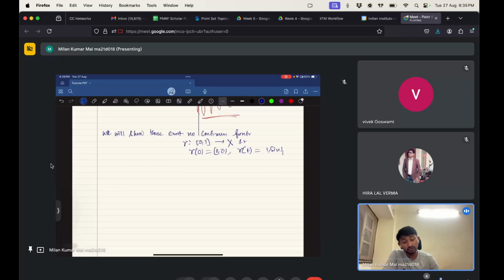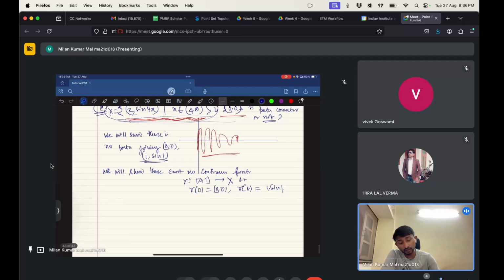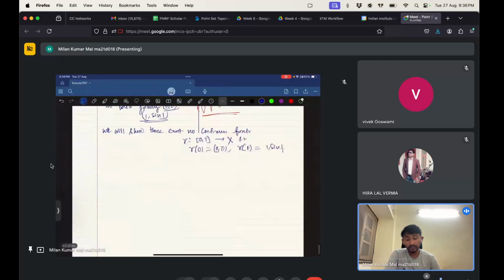We will show that there exists no continuous function gamma from [0,1]. So we will show there is no path joining these two points, (0,0) and (1, sin 1). The point (1, sin 1) is coming from the first, main component, and (0,0) is a separate component. So my claim is that there is no continuous function like this.